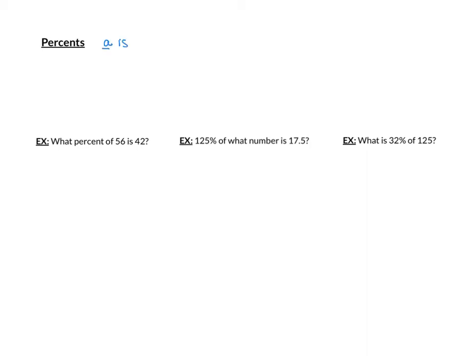A is P percent of B. That is a common phrase that is used in math, and it would look something like this: A over B equals P over 100. That's how we find percents.